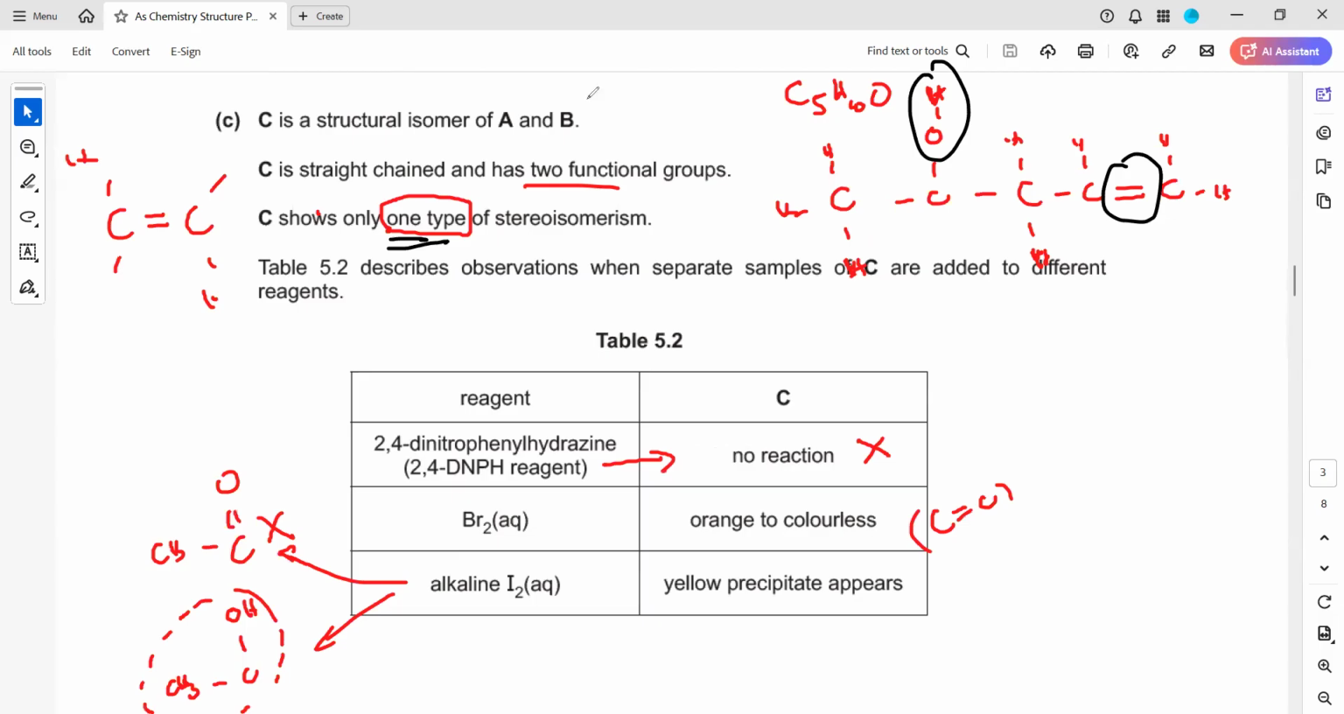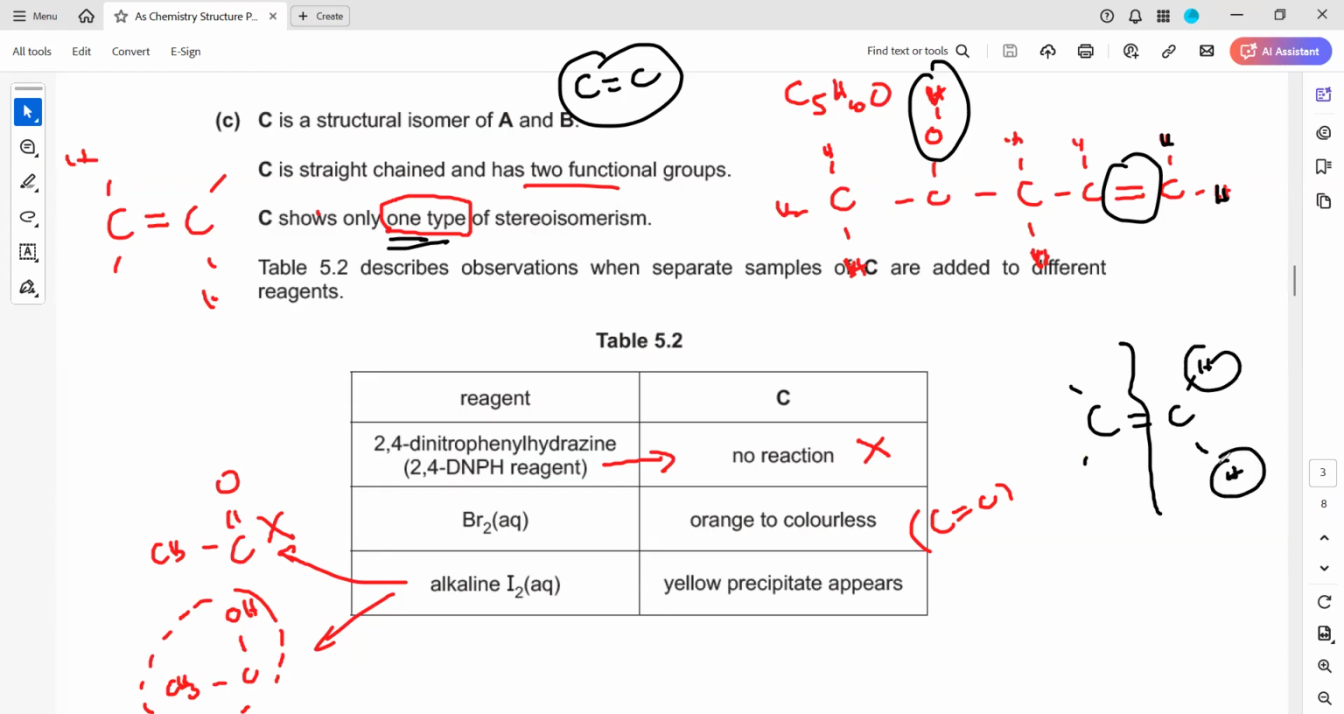This compound contains a carbon-carbon double bond. As it contains a carbon-carbon double bond and we drew the 2 hydrogens at the end, it shows that it cannot be geometrical, because to be a geometrical isomer, there should be different groups attached to the carbon which is having a double bond. But as we drew the carbon-carbon double bond at the end, this gives an indication that it has no geometrical isomer. So what else can it have?